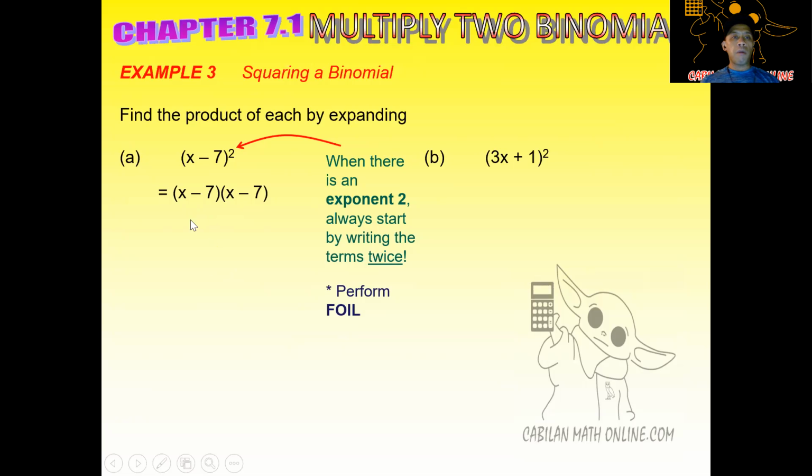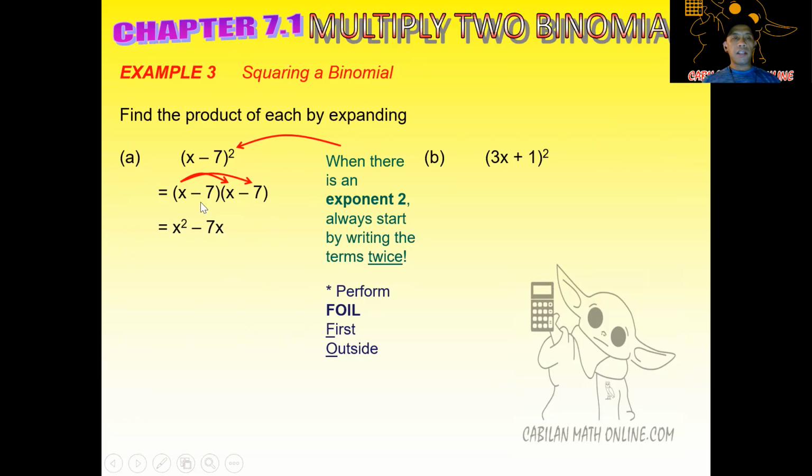So you're going to take the x and multiply to the x, so that will be the first. And you're going to take the x and multiply to the -7, which is the outside there. So we have x times x and then x times -7. So x times x will give me x squared, and then x times -7, that's going to give me -7x.